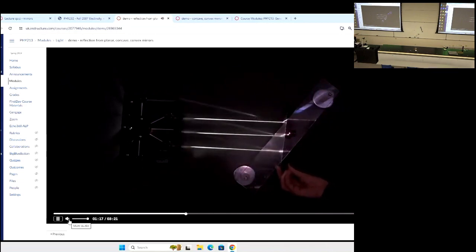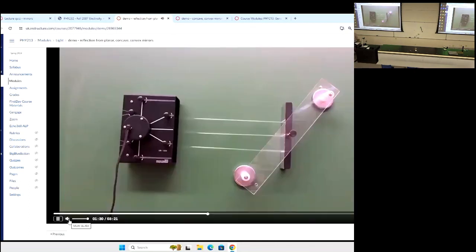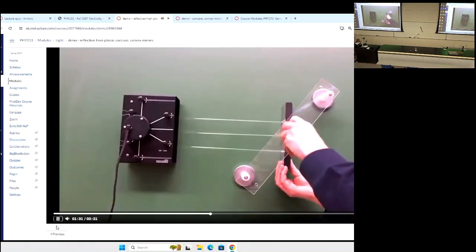Now I'm changing the angle of incidence, so I'm changing the angle of reflection, and you're seeing now the reflected rays. And so when we construct these images of objects from planar mirrors, it's just this ray tracing that we're using.